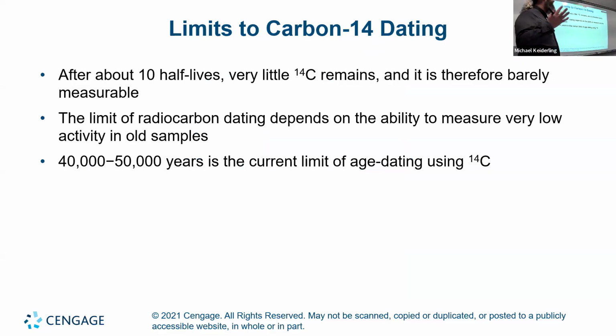So after about 10 half-lives, we might be better than that these days because we've gotten better at carbon dating. But after about 10 half-lives, very little carbon-14 remains. So it's barely measurable. So the limit in radiocarbon dating depends on the ability to measure very low activity in old samples. So the current limit, this is probably a little out of date. So we're probably a bit beyond this now, but it's still roughly 40,000 to 50,000 years. The main advance, I think, has not been so much that we've extended the time period we can measure back further in time, but we've managed to do it with smaller samples.